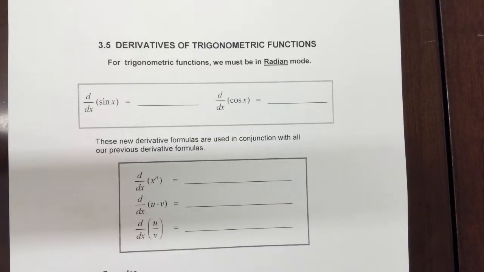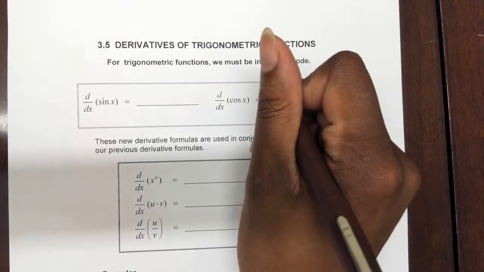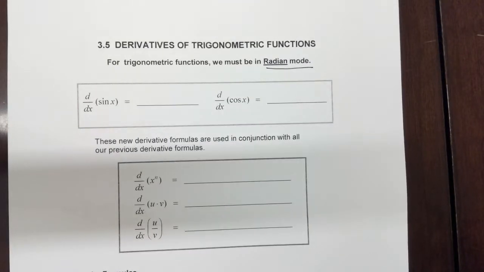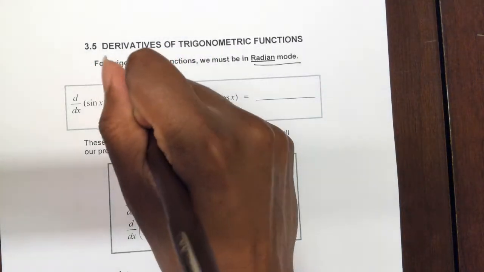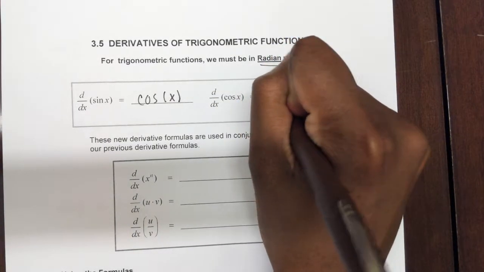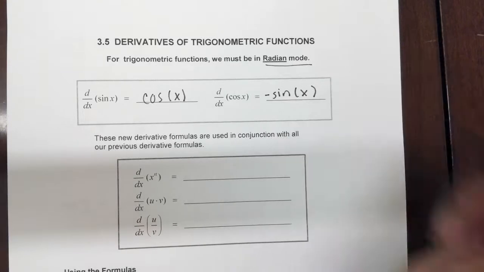Okay, 3.5 notes, derivatives of trigonometric functions. So for trigonometric functions, we must be in radian mode. Okay, so in class today, we found that d/dx of sine is cosine of x, and the derivative of cosine is negative sine of x.